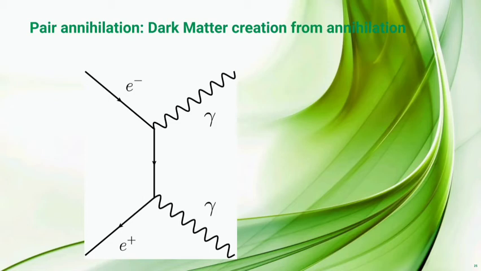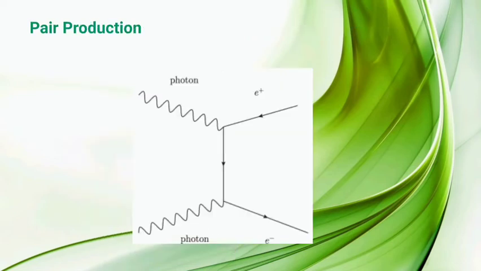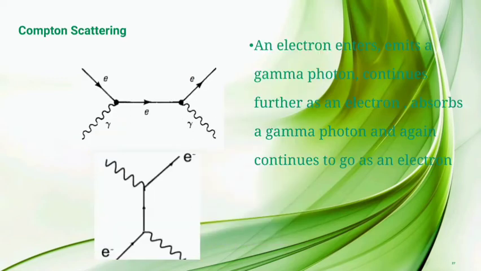Pair annihilation: dark matter creation from annihilation. You can see an electron and positron annihilate and create a dark matter pair. Pair production: two photons interact with themselves to create an electron and positron. You can explain Compton scattering through these Feynman diagrams.